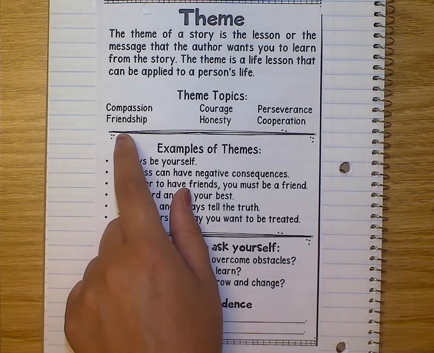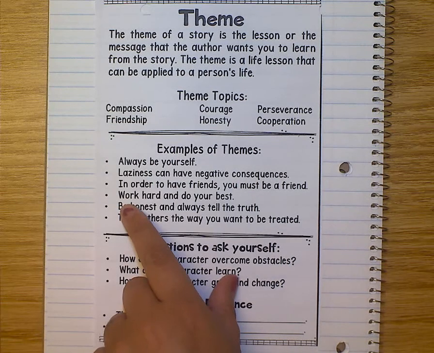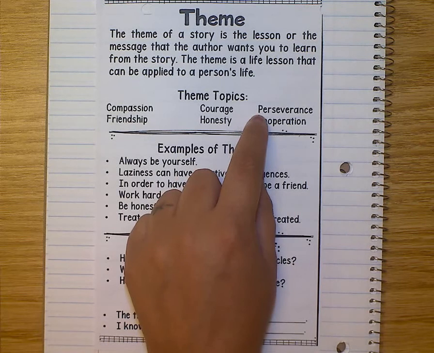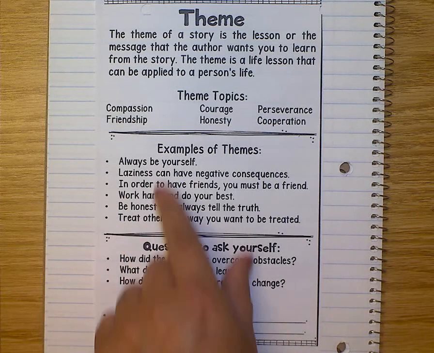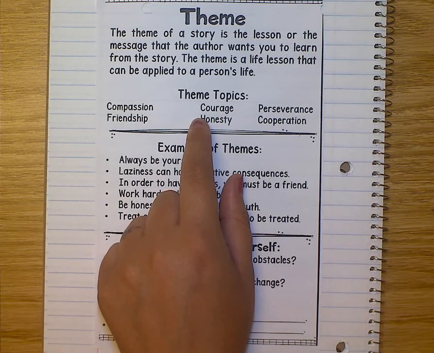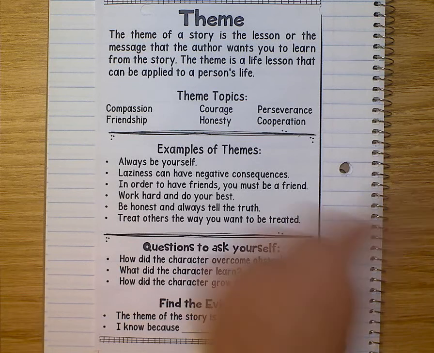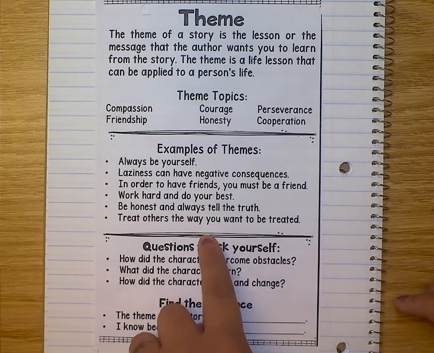So friendship, well, there could be lots of lessons about friendship, what it means to be a good friend, or always be there for your friend. Kind of like down here, it says in order to have friends, you must be a friend. Well, what about perseverance? There's a lot of different things that you could have a lesson on perseverance. One of those might be work hard and always do your best. A theme topic might be honesty, and then the theme would be honest and always tell the truth.